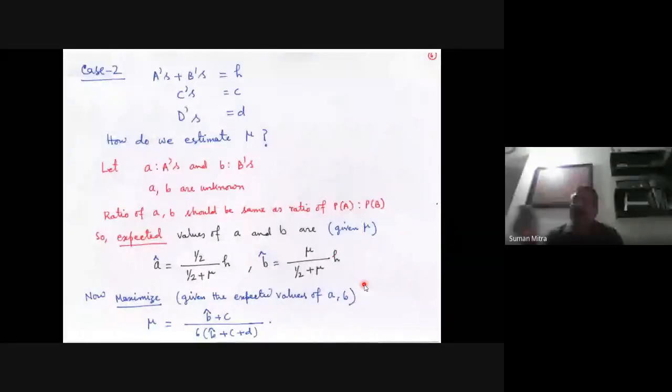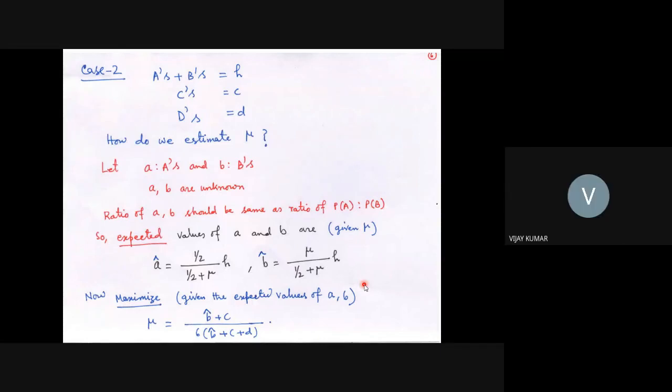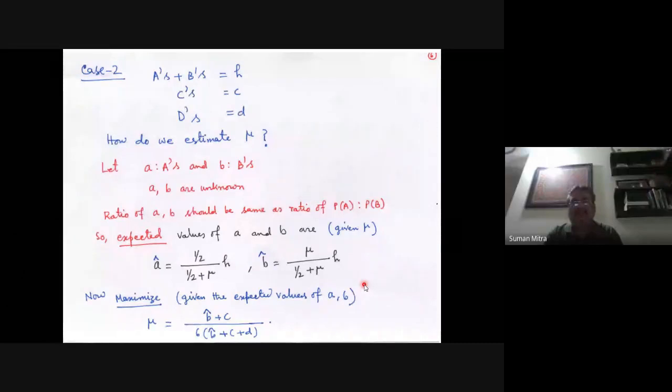Now you add +1 on both sides of this equation. What are you getting? A plus B by B equals half plus mu by mu. So what is A plus B? H. So in place of A plus B, you put H. Then you get an estimate of A, which is half by half plus mu into H.